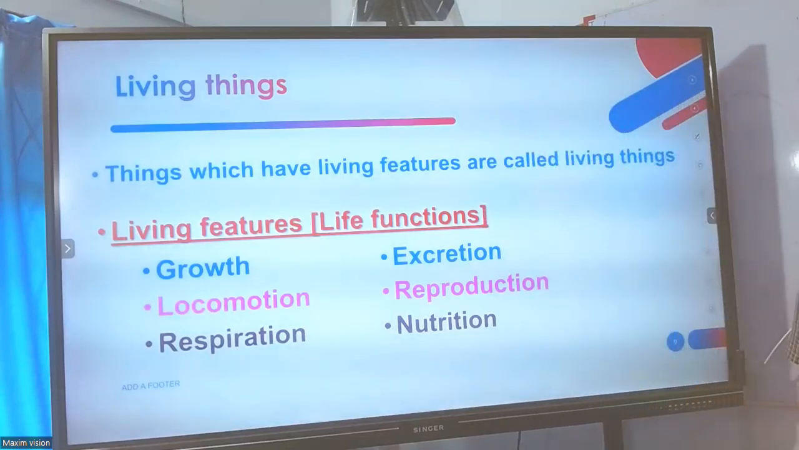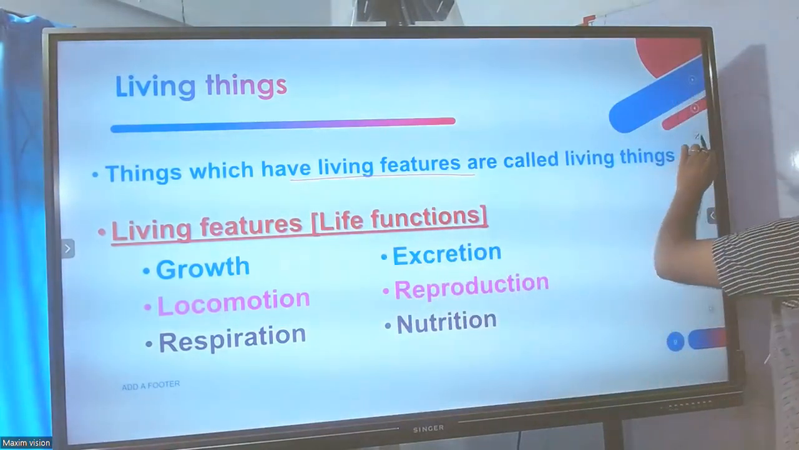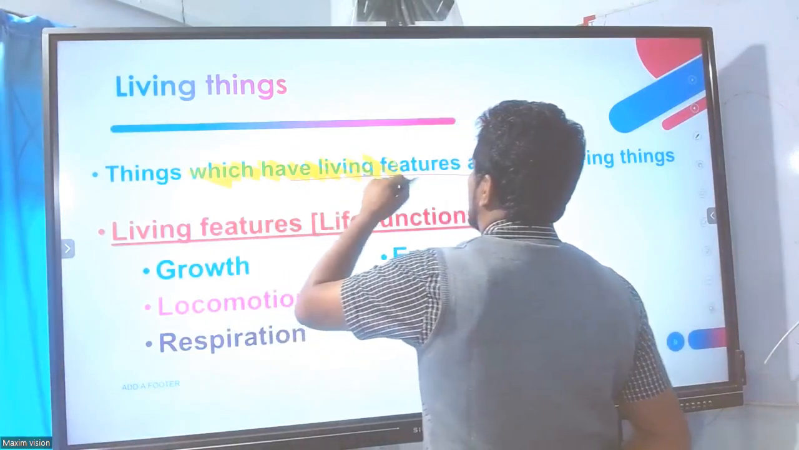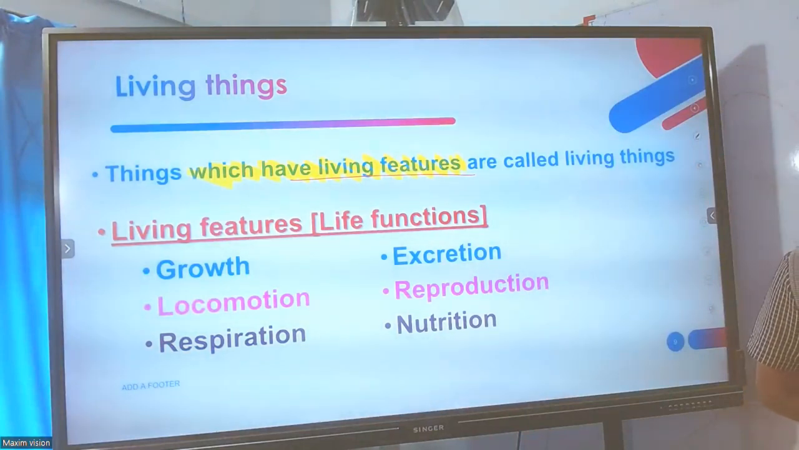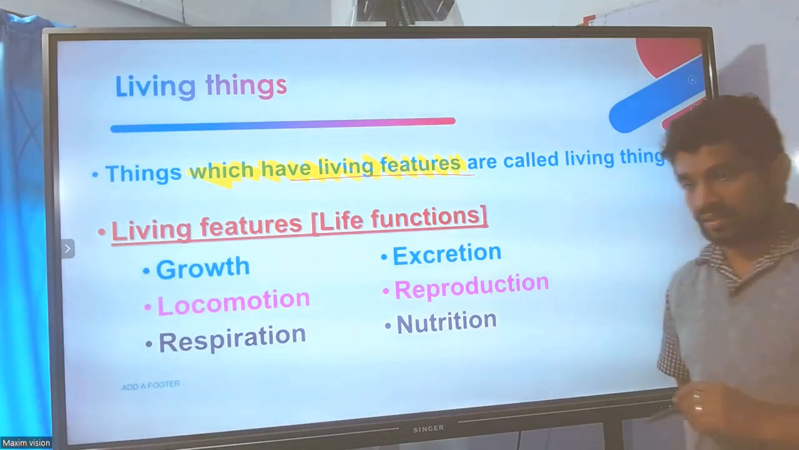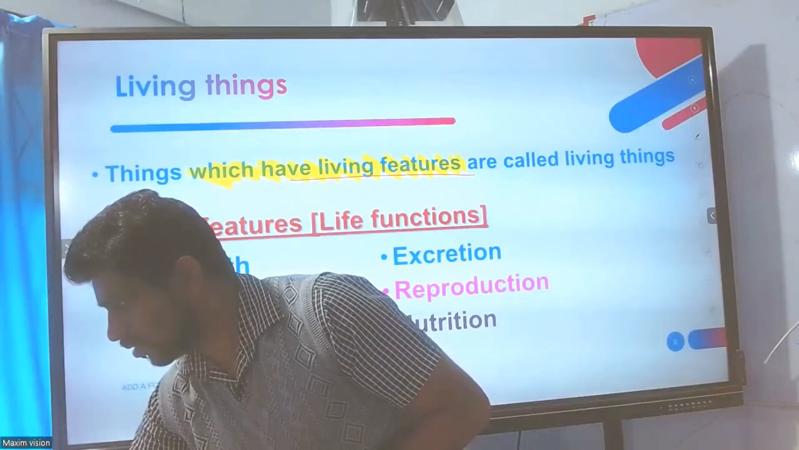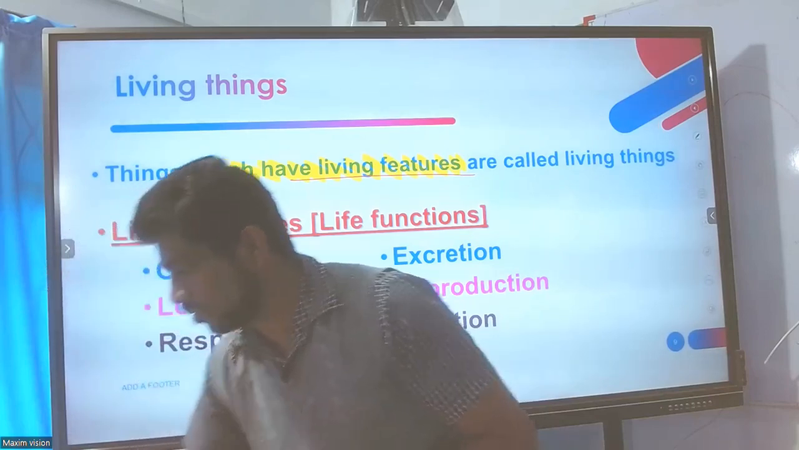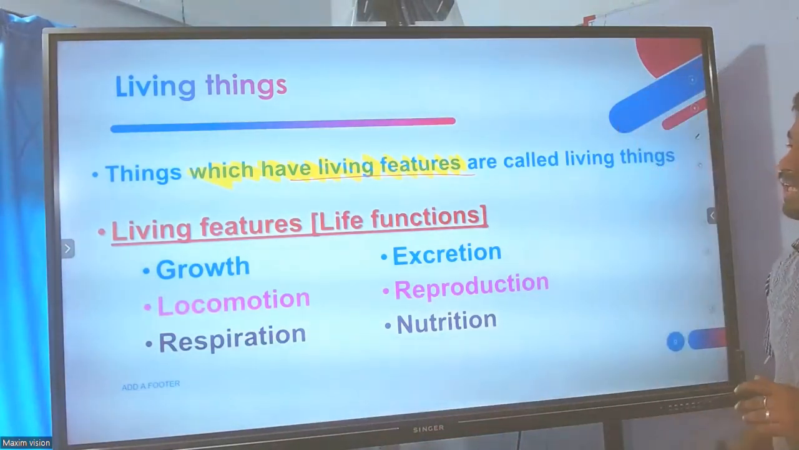Right, now look here. Who are living things? Things which have living creatures. Now, shall we highlight that one? Right, what do we have to highlight? Things which have living creatures are called living things. Did you write that one? Then that is what we call living things. Okay? Highlight. Have you highlighted? Did you write a note? Right, what are the living creatures?